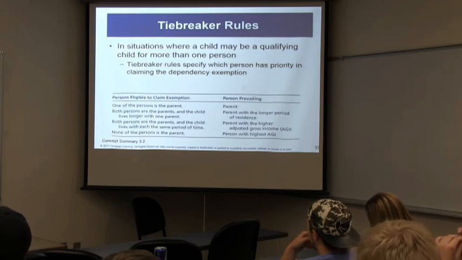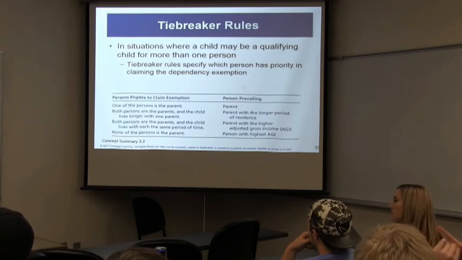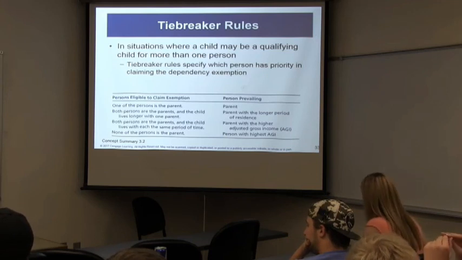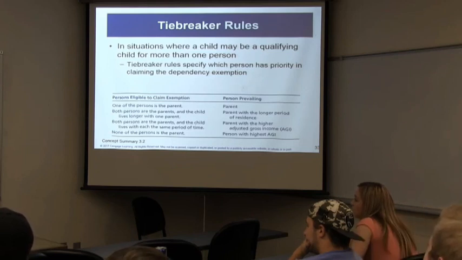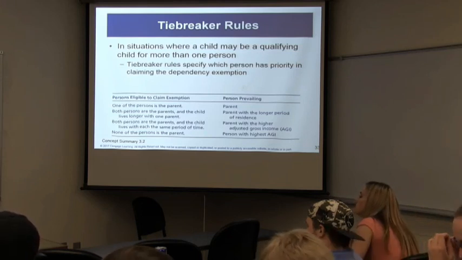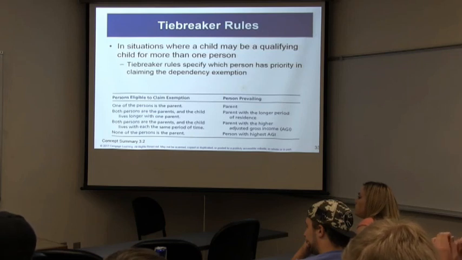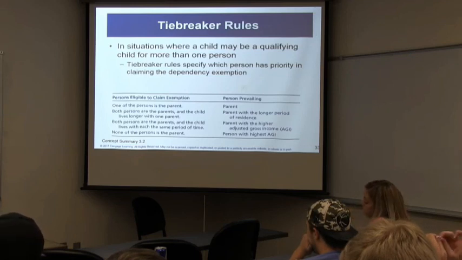These are the tiebreaker rules. If one of the persons is the parent, that parent gets the exemption. So if you have a grandparent versus a parent, under these rules, the parent is going to win. If both people are the parents and the child lives longer with one parent, then the parent where the child lives longer is going to win. If both people are the parent and there's a joint custody arrangement where the child is living equally with both parents, then the parent with the higher AGI, another reason why we care about AGI, is going to get the exemption. If nobody is the parent, then the person with the highest AGI is going to get the exemption.